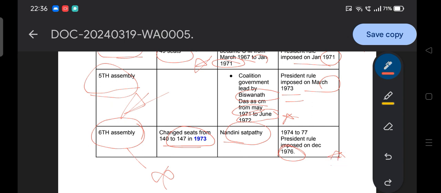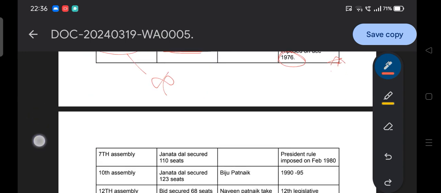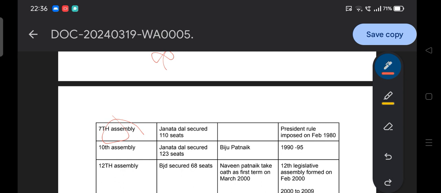Okay, hope you understand. So moving to the next, the 7th legislative assembly. In the 7th legislative assembly, Janata Dal secured 110 seats. Let me make it clear that Janata Dal for the first time secured such a high number of seats so far as Odisha politics is concerned. That's why it's important, because they already asked a question regarding Janata Dal. So now they will ask: during the 7th assembly, how many seats did Janata Dal secure? That is 110 seats. And President's rule was also imposed at that time, in 1980. They can ask a match-the-following question: 7th legislative assembly and President's rule imposed in 1980. So you have to match that. That is how you have to remember.